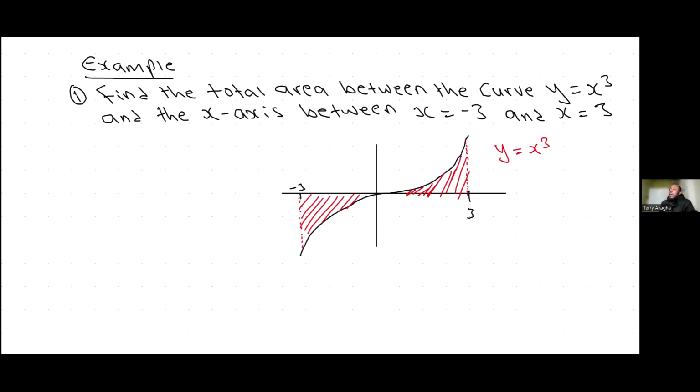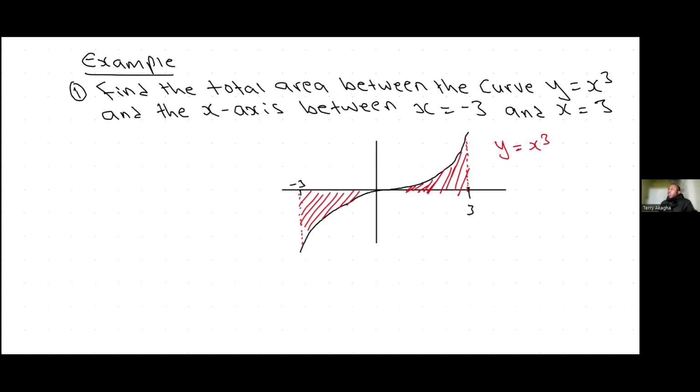So the first step I told you is that we know that the area must be positive. So step one, we know that the area must be positive. And if it's negative, you have to ignore the negative sign.